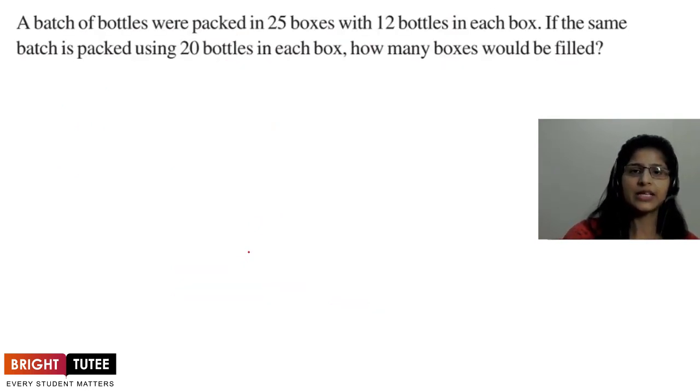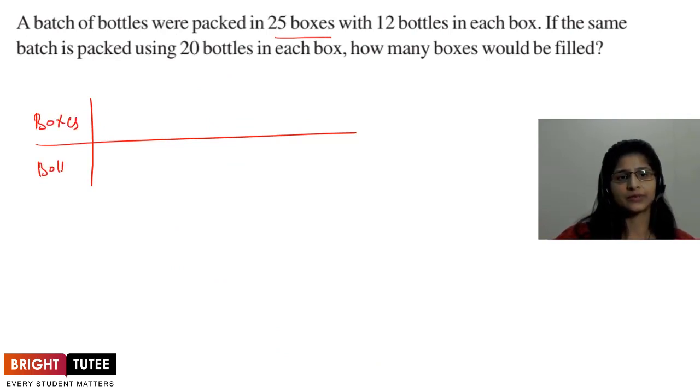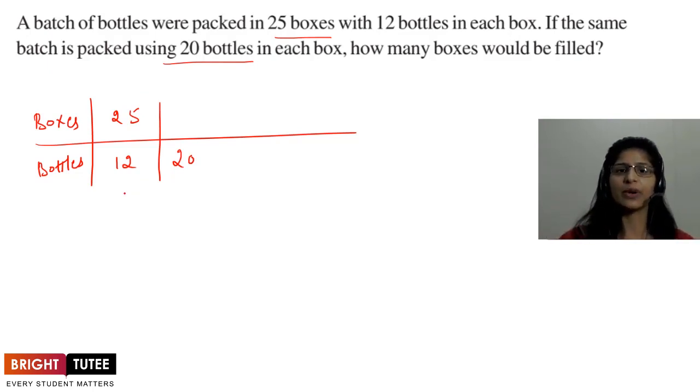Next question here, it is saying a batch of bottles were packed in 25 boxes. So I'll just write here boxes and here bottles. So 25 boxes and each box has 12 bottles. Now they are saying if the same batch is packed using 20 bottles instead of 12 bottles in one box. You know, when the number of bottles in one pack is increased, the number of packing boxes would be lesser definitely. So we are considering that as x1.